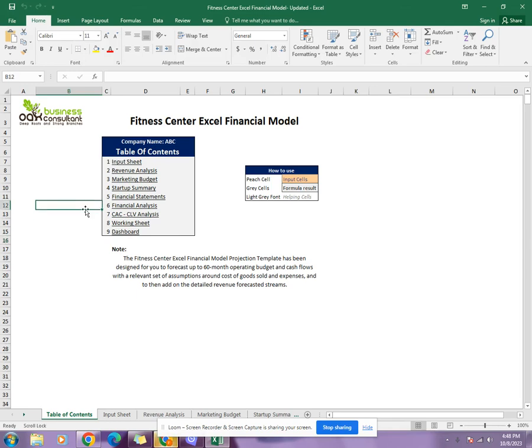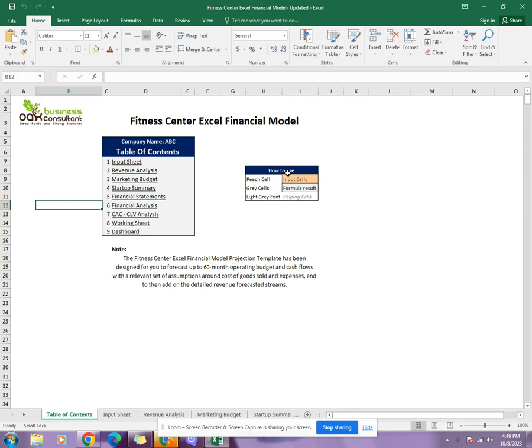Today we have brought you another financial model. This one is the Fitness Center Excel financial model. As you can see, it includes the input sheet, revenue analysis sheet, marketing budget sheet, startup summary, financial statements, financial analysis, CAC-CLV analysis, working sheet, as well as the dashboard.